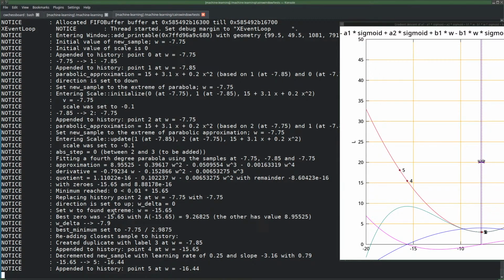So W found extreme minus 15. The best zero was, haha, minus 15, because that is larger than the other one. Yeah, oops, well. Delta is minus 7.9. That's the step that we make. The best minimum so far is, of course, the only minimum that we just found, which is here. Re-adding closest sample to history. This is what I wanted to test. And it works, apparently.